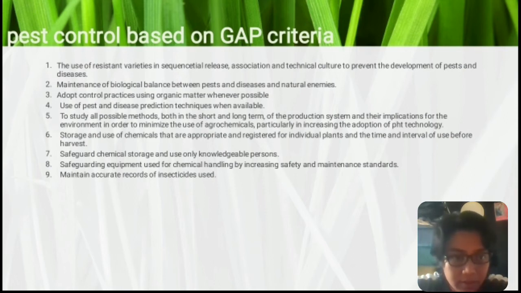Number 6, storage and use of chemicals that are appropriate and registered for individual plant and the time and the interval of the use before harvest. 7, safeguard chemical storage can be used only by knowledgeable persons. 8, safeguarding equipment used for chemical handling by increasing safety and maintenance standards. And the last, maintaining accuracy.